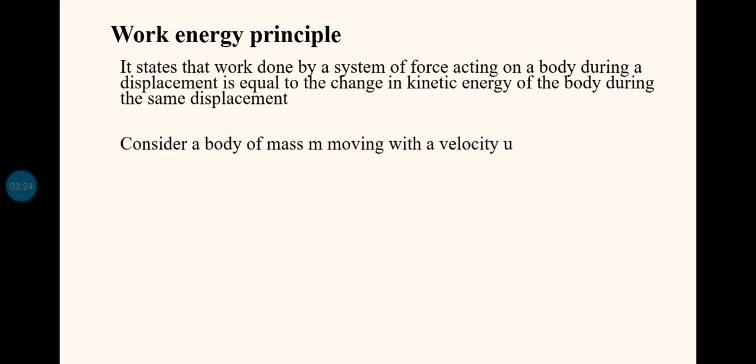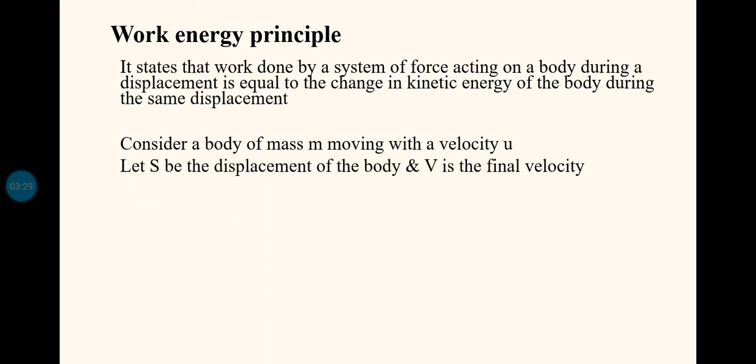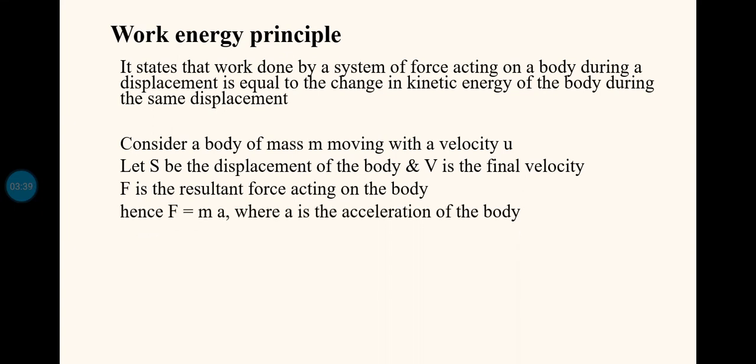Okay, and now we will move on to the proof. Consider a body of mass m moving with a velocity u. The initial velocity of the body is u. Let s be the displacement of the body and v the final velocity. Now F is the resultant force acting on the body. From Newton's law we have F equals ma, where a is the acceleration of the body. And we know from the definition, acceleration is nothing but the rate of change of velocity. So a is equal to dv by dt. This can be rewritten as dv by ds into ds by dt, since ds and ds will cancel, so there is no change in the value.